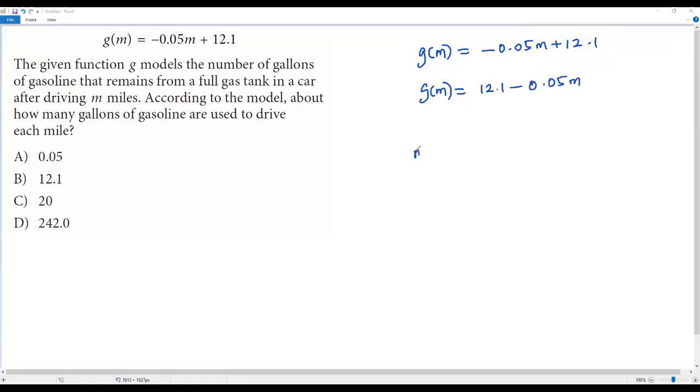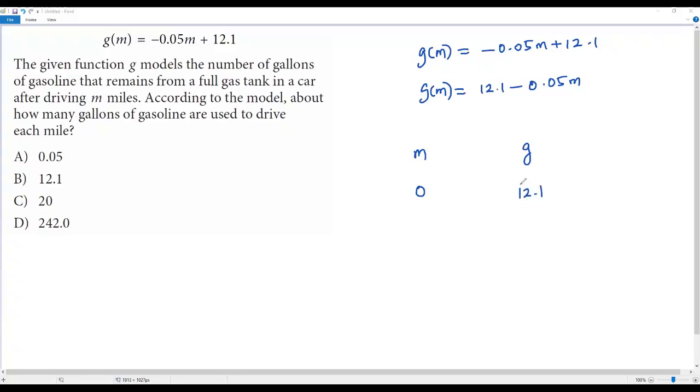Here I am going to take some values for m, and according to the values of m, I'm going to find the values of g. If I plug in m equal to 0, what does it represent? It means the number of miles driven is 0, that is, I have not started driving. So when m is 0, what's the value of g? When I plug in m equal to 0, the 0.05 times 0 becomes 0, so this part completely becomes 0, and the value of g is 12.1.